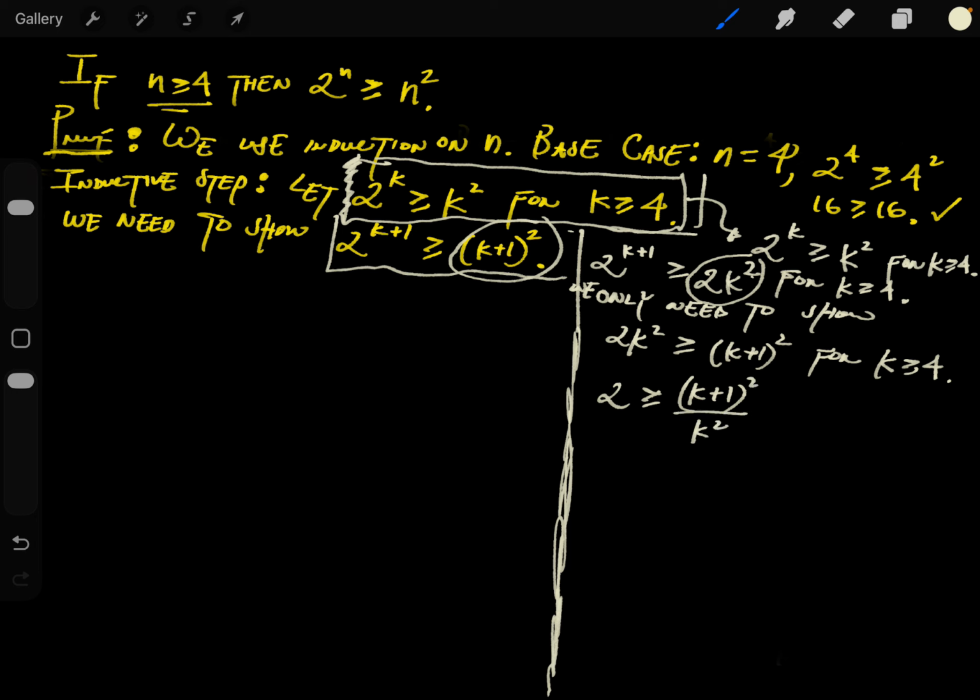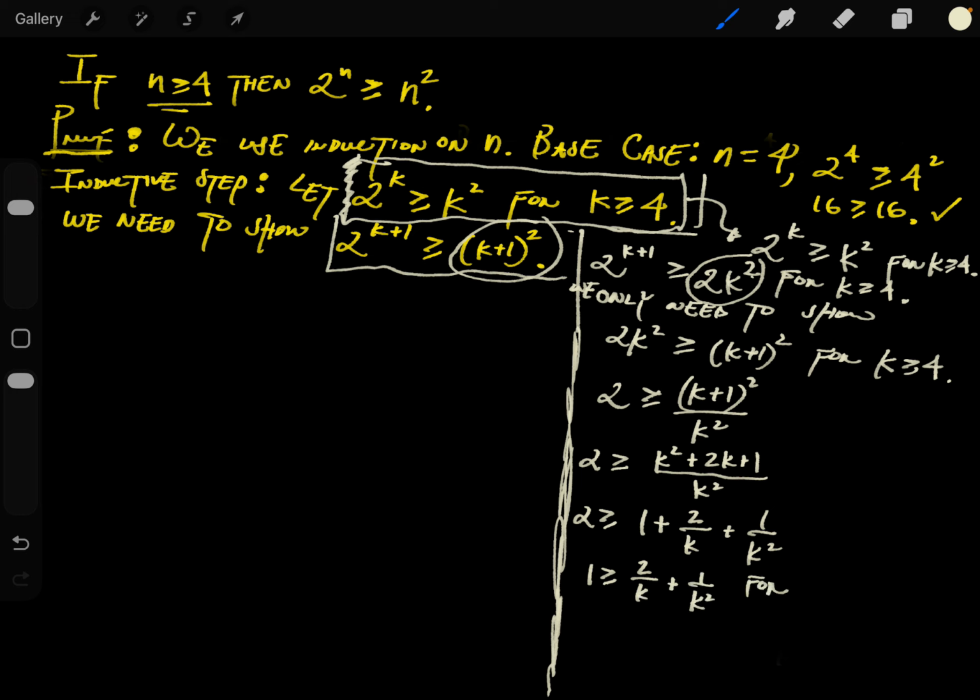Because I just divided by k squared on both sides. And then I'd have, when I FOIL this out, k squared plus 2k plus 1 over k squared. And then I split it up by terms, and I would say 1 plus 2 over k plus 1 over k squared. And then I could subtract 1 on both sides, and I would say 1 is greater than or equal to 2 over k plus 1 over k squared. And we remember, for k greater than or equal to 4.